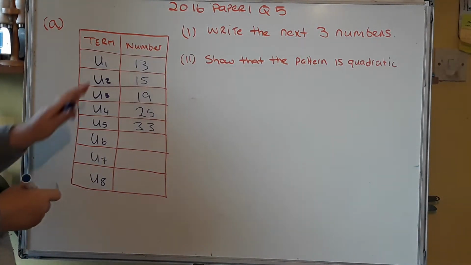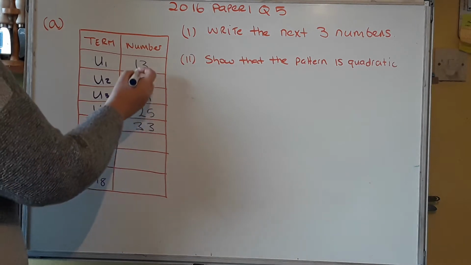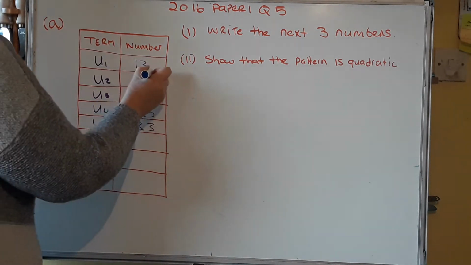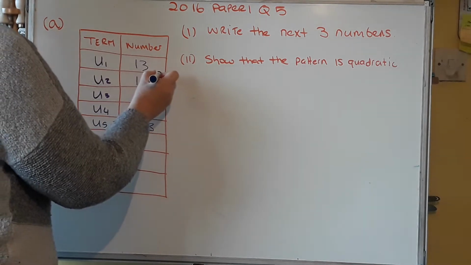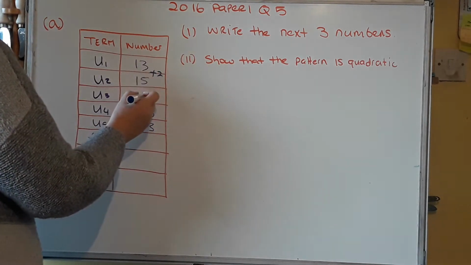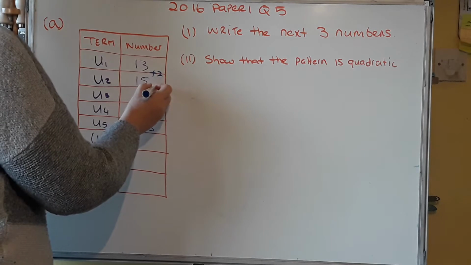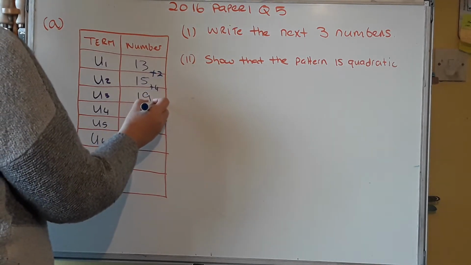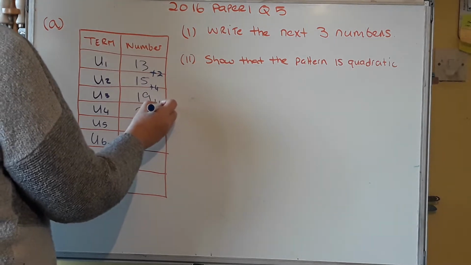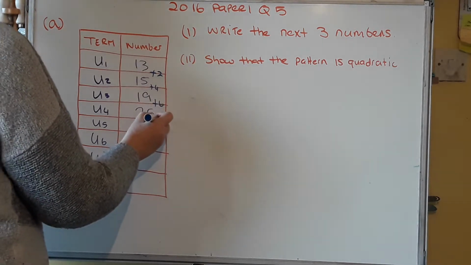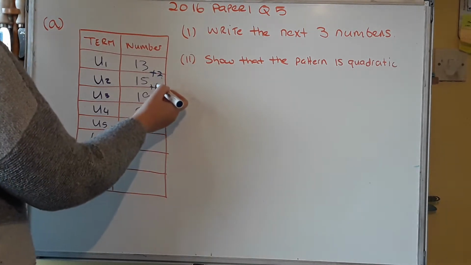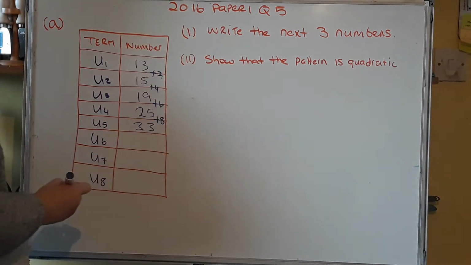So what you're looking for is what's the pattern. How much do you have to add on to 13 to get 15? Well, it's plus 2. What do you add on to 15 to get 19? It's plus 4. What do you add on to 19 to get 25? It's plus 6. What do you add on to 25 to get 33? It's plus 8. So 2, 4, 6, 8 is going up in 2s.